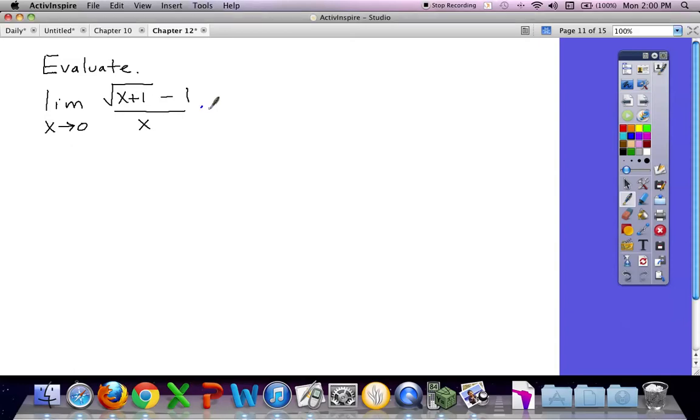So this is what you do. Multiply by the conjugate of this binomial radical expression, the square root of x plus 1 plus 1. But if I multiply that in the numerator, I have to multiply it in the denominator. Okay. Now notice, I'll simplify.